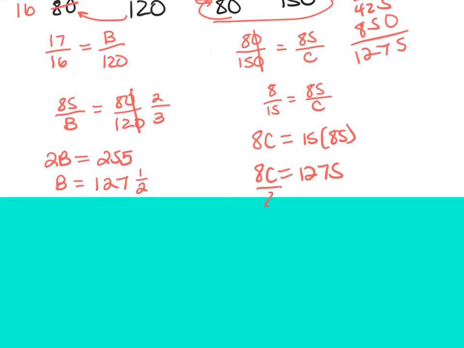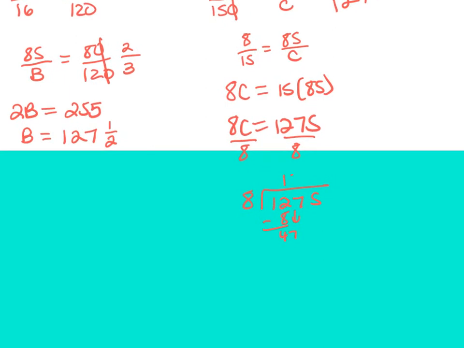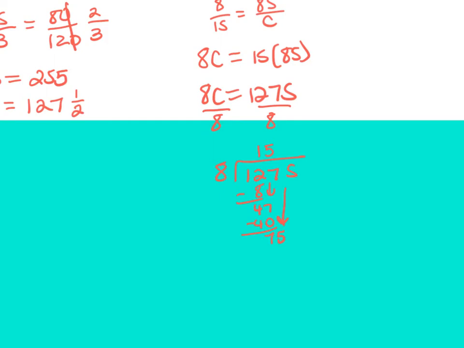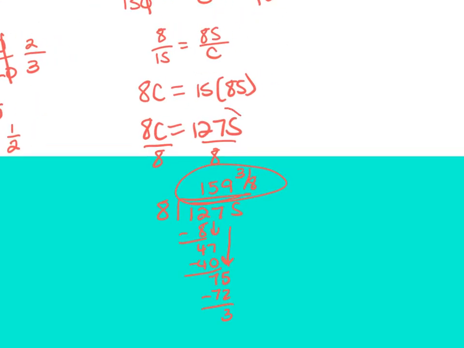And then I'd have to divide by 8. As long as it's reduced, yeah, which I think that's reduced. So either one of those would have worked.